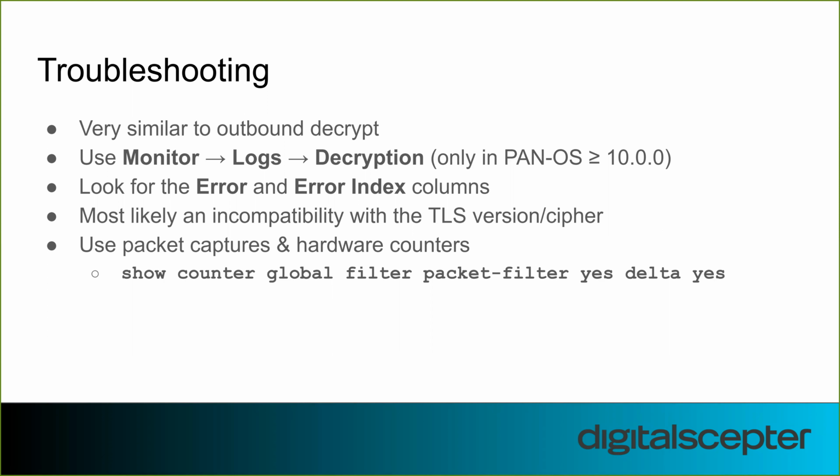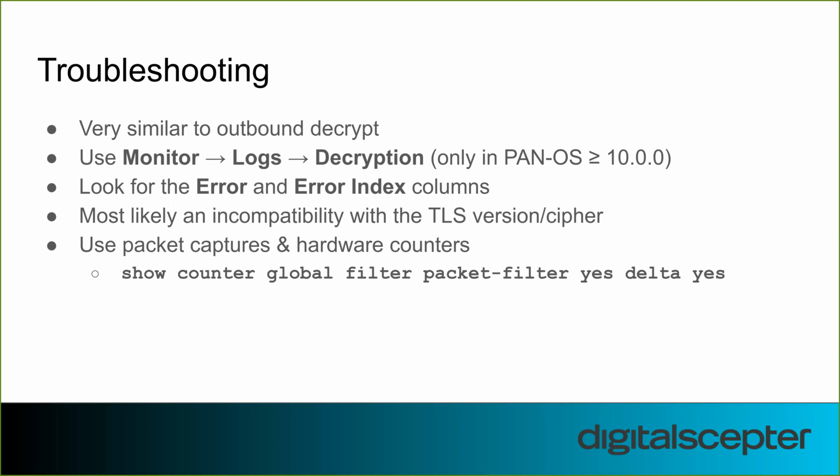But mostly you'll want to use that log tab and look at the error and the error index columns. Those will basically tell you exactly what went wrong with the connection. It'll tell you the category. So it'll say, oh, the issue was certificate, and the specific issue was the certificate was not trusted by the client. And that's a pretty dead giveaway of what's going on.